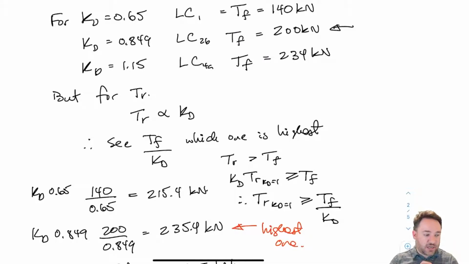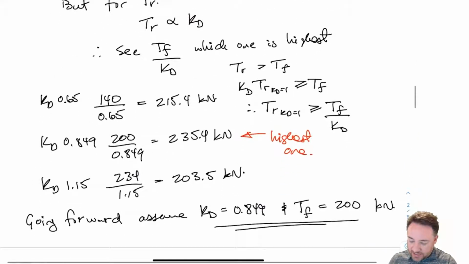For compression design, I have to do 3 different calculations for resistance, 1 for each different KD, and then compare all 3 separately, which is quite a long process, but unfortunately necessary because in compression parallel resistance, the resistance is not linearly proportional to KD, but for tension it is. So for tension, we can actually just divide TF by KD to see which one governs. In this case, we found that we had a KD that governed of 0.849 combined with the load case of TF equals 200. So basically these become our design criteria.